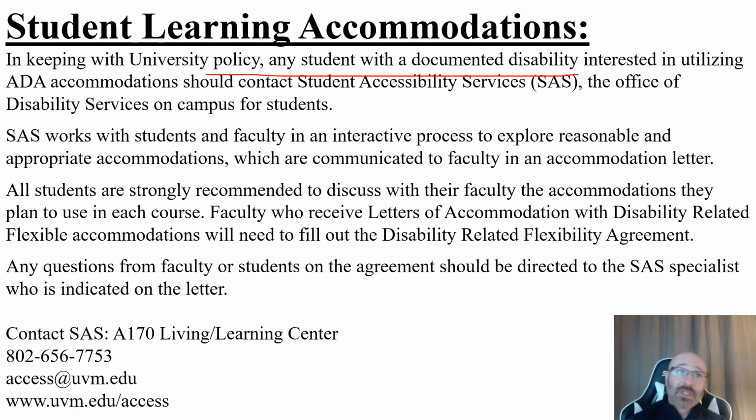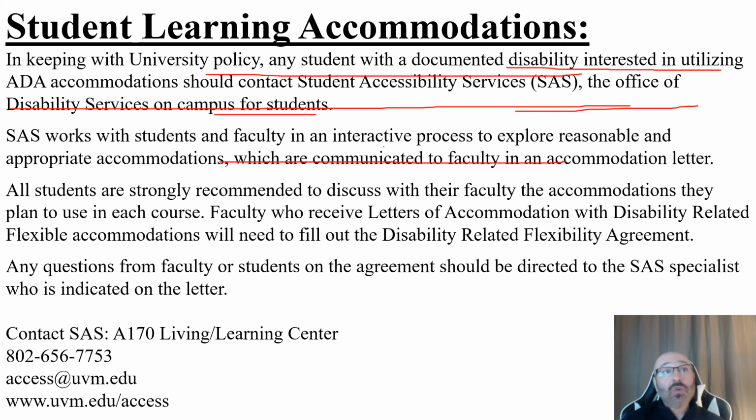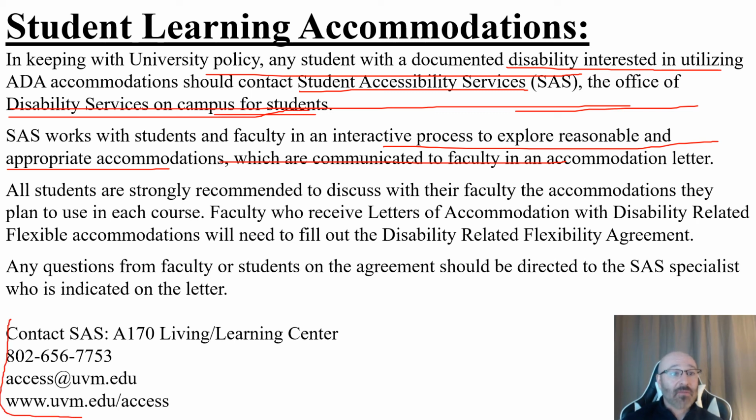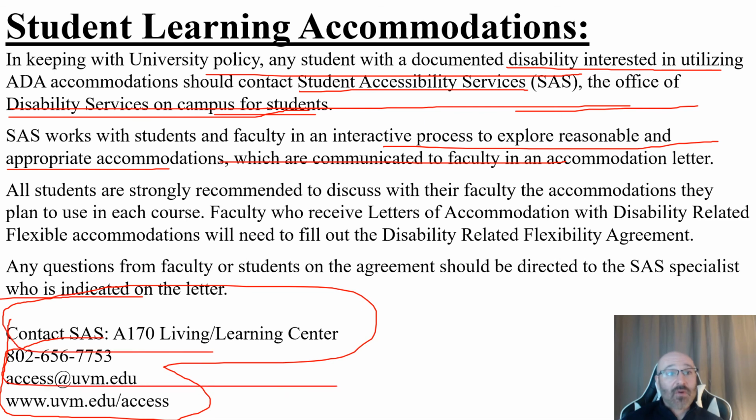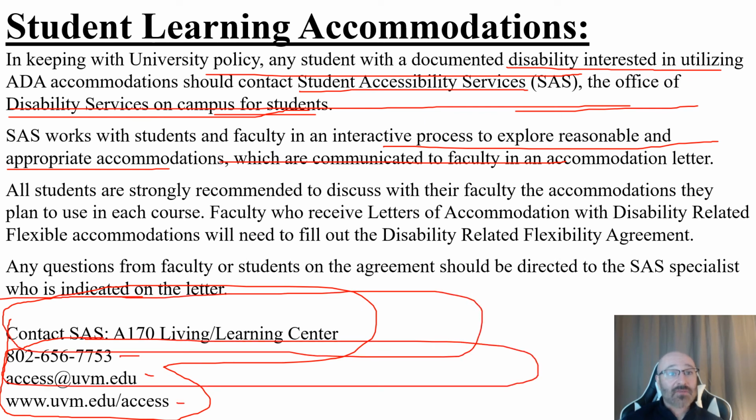One thing I do want to spend a little bit of time on is student learning accommodations. In keeping with university policy, any student with a documented disability interested in utilizing the ADA accommodations should contact Student Accessibility Services, SAS, the Office for Disability Services on campus for students. I've listed down here at the bottom the contact information. You can see the phone number, email and website access, and a physical location as well, however you're comfortable reaching out to them. If this does pertain to you, please do take advantage of these resources.